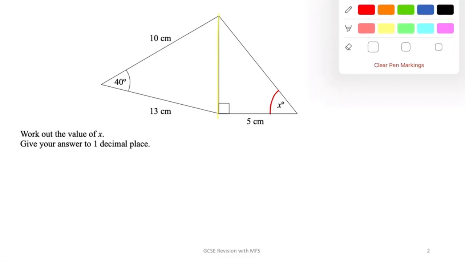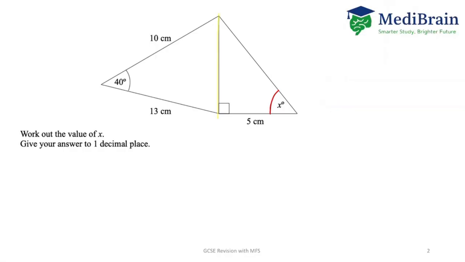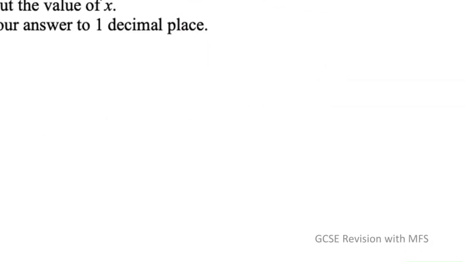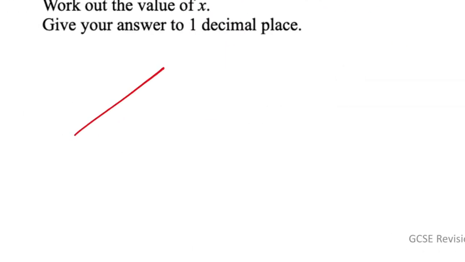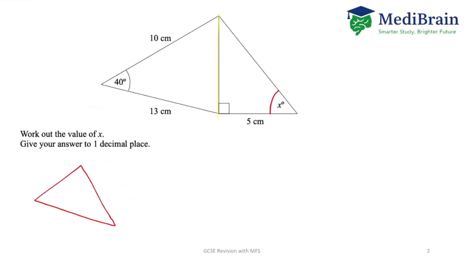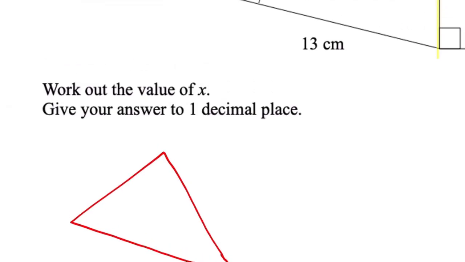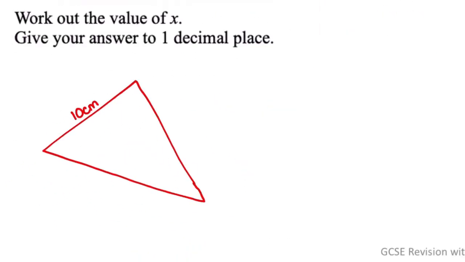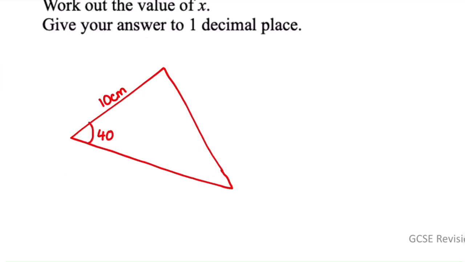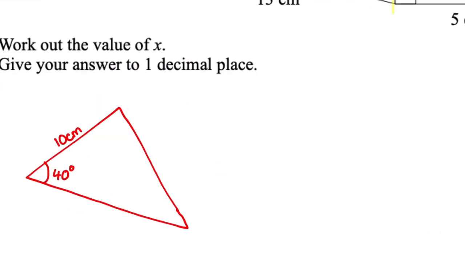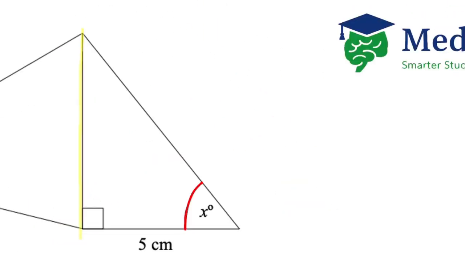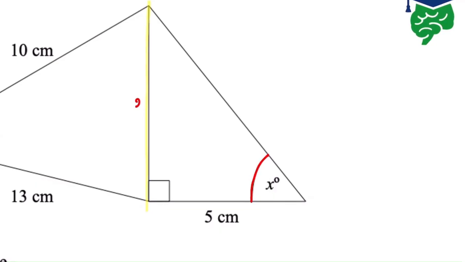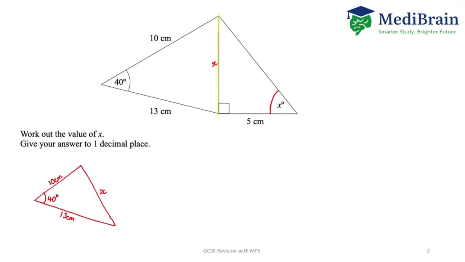Let's split it into two triangles. We've got a triangle like this, where this is 10 centimeters, this is 40 degrees, and this is 13 centimeters. We need to work out the length of this side. That's x, because that's the side which is intersecting with both triangles.